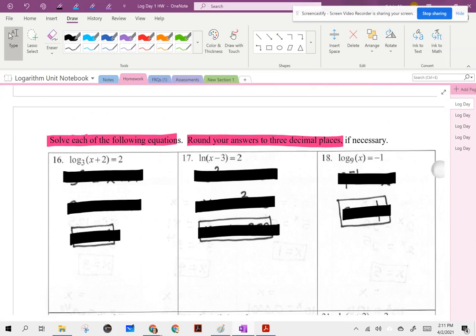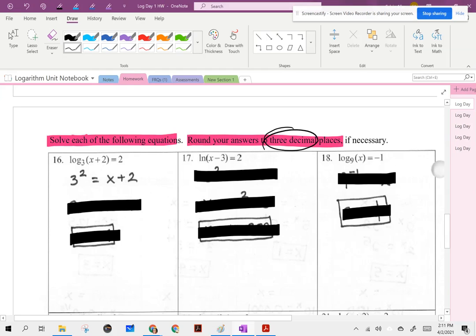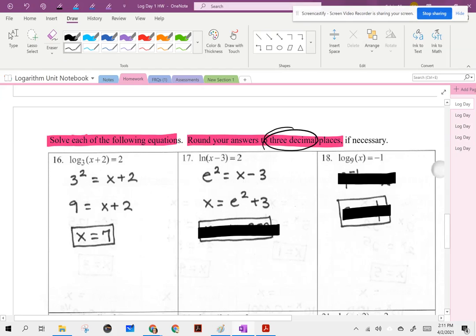All right, now we're going to solve each of these, and we have to go to 3 decimal places. So what we're going to do is we write this as 3 squared equals x plus 2. So now we've got 9 equals x plus 2, subtract 2, and we're going to get x is equal to 7. So we have e to the power of 2 equals x minus 3. We're going to add 3 to both sides. And then now we need a calculator, go to 3 decimal places. Got 9 to the negative 1 is equal to x. So that's just going to be 1/9.